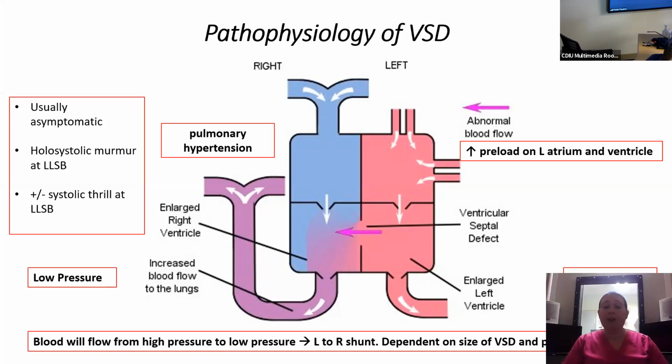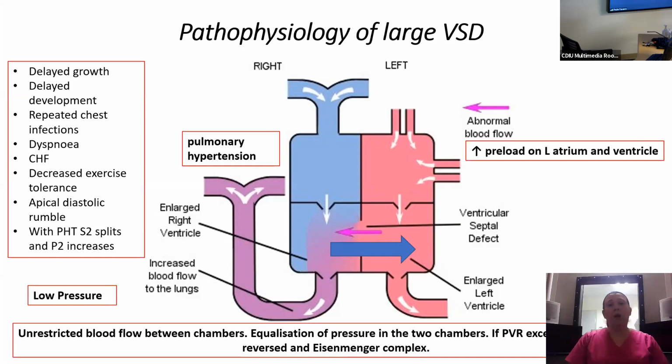Blood flows from the left ventricle to the right ventricle. There's an increase in pulmonary blood flow, which may cause pulmonary hypertension. There's increased preload on the left atrium and ventricle. Small VSD is usually asymptomatic. With chronic shunting or a large VSD, structural and functional changes will occur in the pulmonary vasculature. This, in turn, increases PVR and results in worsening pulmonary hypertension. When the PVR exceeds the SVR, the shunt will be reversed and Eisenmenger's complex occurs. Cyanosis will be apparent.